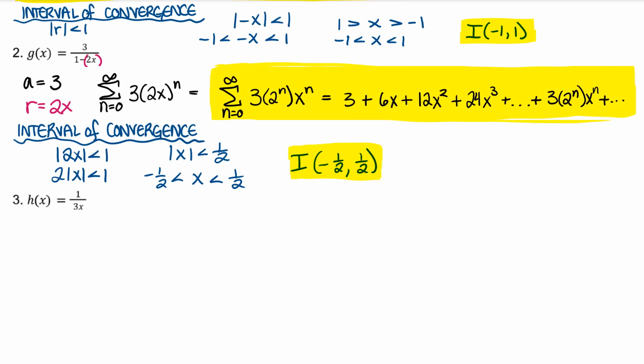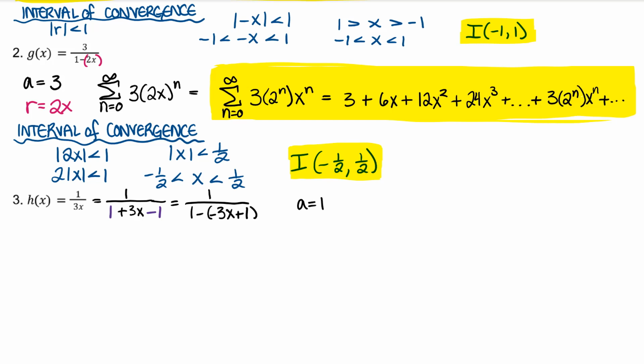Now, number 3 is a little annoying because it has one term in the denominator, and we're supposed to have a 1 minus in order to know that this would be the common ratio. But I don't have that, so I'm going to have to do some algebraic manipulation in order to make that happen. The first thing I'm going to do is add and subtract a 1 in the denominator. Alright, I still don't have a 1 minus, so I'm going to factor out a negative from the 3x and the -1.